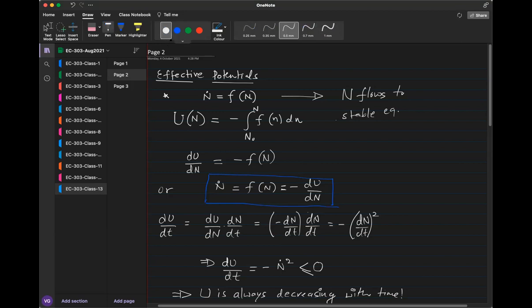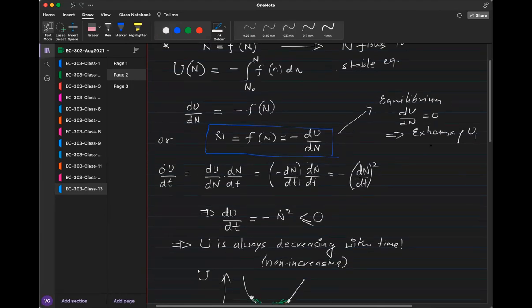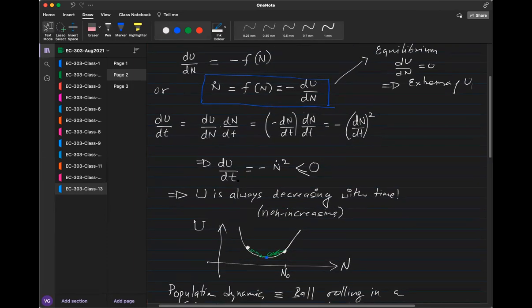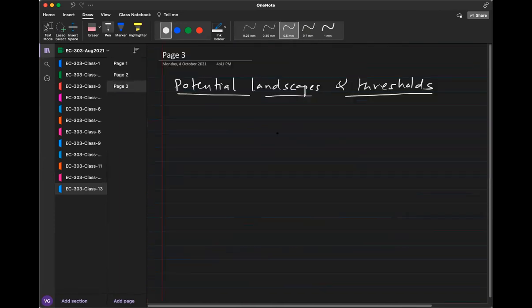So in this representation, it's useful to note that the equilibrium will be given by du by dn equal to 0, right? Those are the fixed points, meaning they are the extrema of u. And you should be able to convince yourself that the minima indeed corresponds to f prime of n star less than 0. Right. Yeah, makes sense. Thanks. Okay, so let's look at potential landscapes and the thresholds.